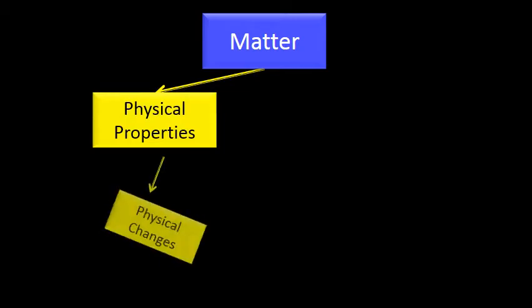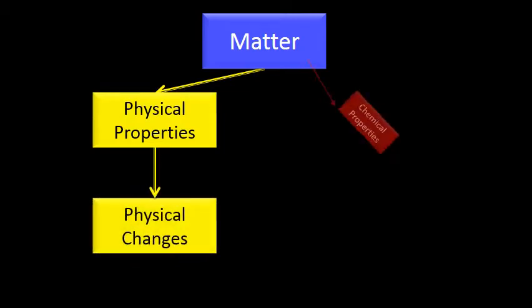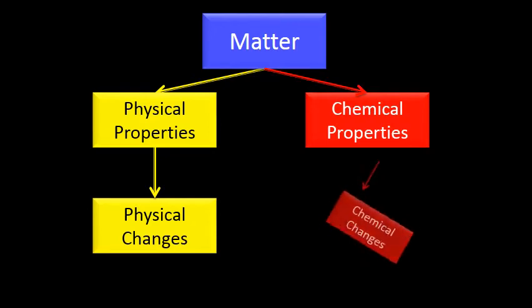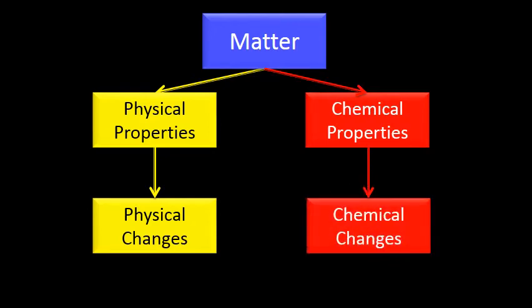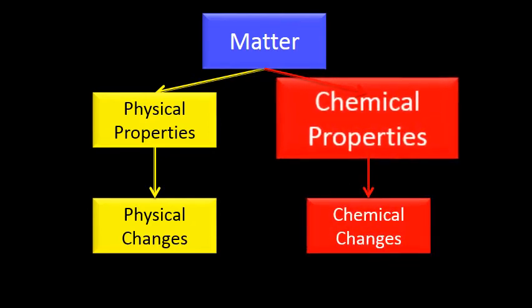So, just to review, we classify matter by its physical properties and its physical changes. And now we're going to talk about matter's chemical properties and its chemical changes. Starting with chemical properties.